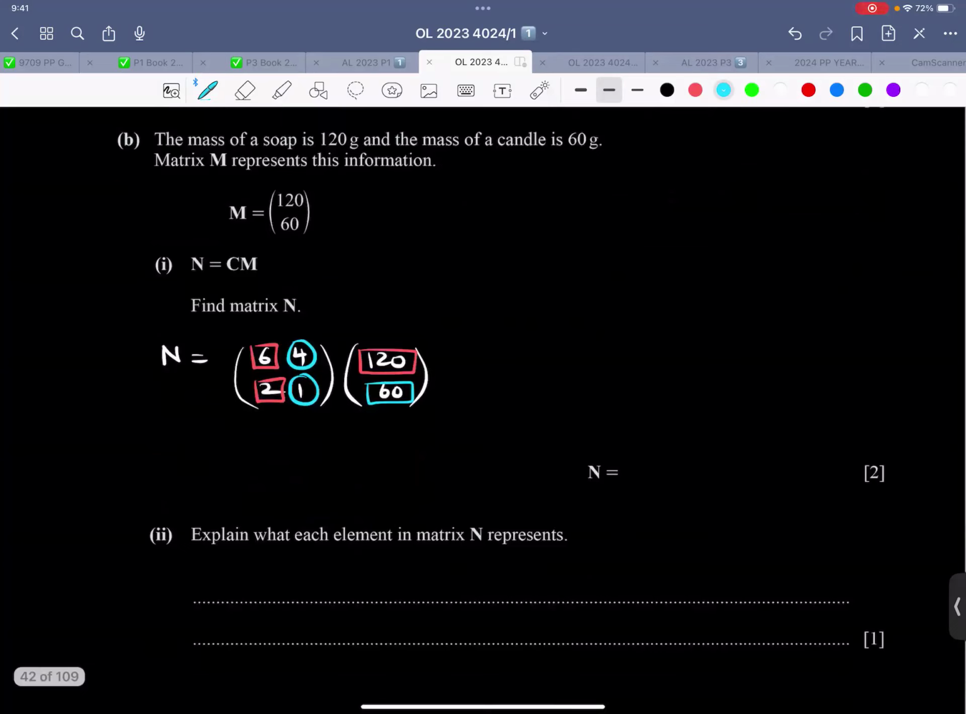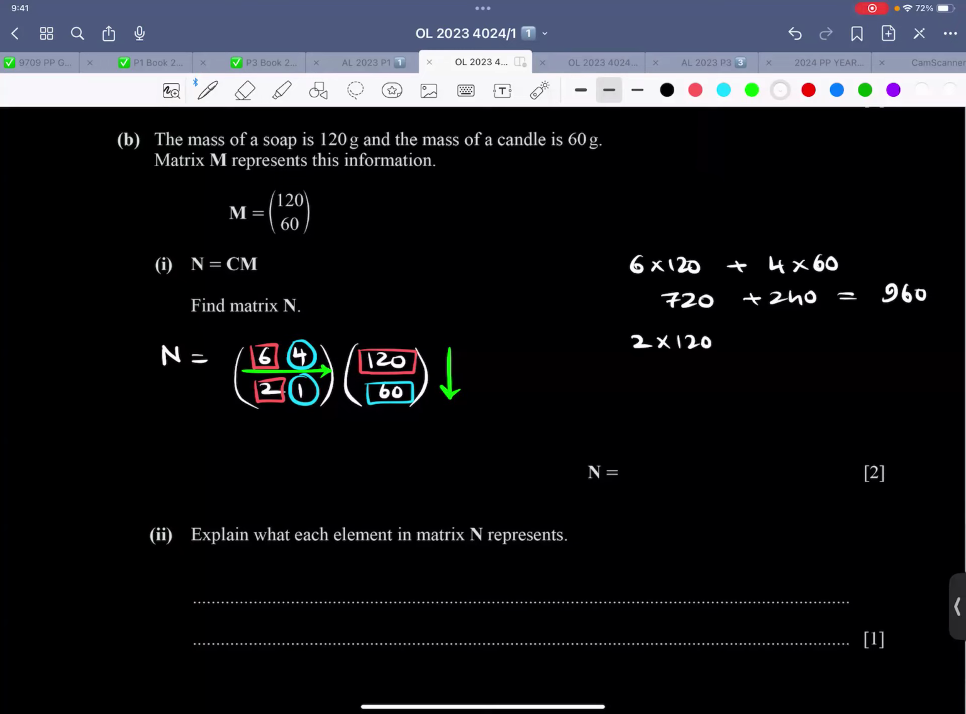Now when we multiply, what happens? We take a row from here, we take a column from here. So the red value multiplies with the red, the blue multiplies with the blue, which is perfect. So we multiply 6 into 120, let me do the calculation on the side, and 4 into 60. 6 into 120 is 720, 4 into 60 is 240, total 960. Similarly, 2 into 120, the red with the red, the blue with the blue, 1 into 60, 240 plus 60, that is 300.